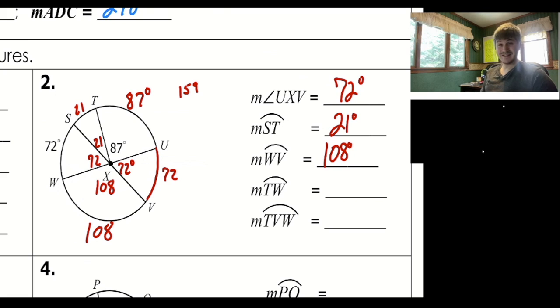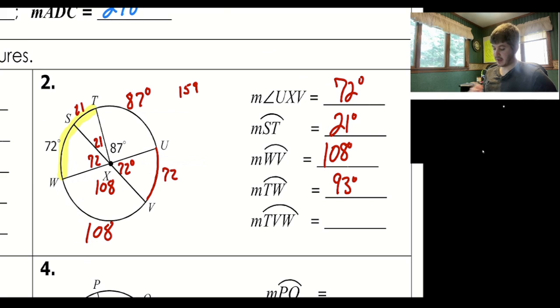Then it's arc TW. So now TW goes this way. You do not need to consider that S in there really. It just ignores it, but we do assume the minor arc. So we do need to add these two together, the 21 plus the 72, to give us 93.